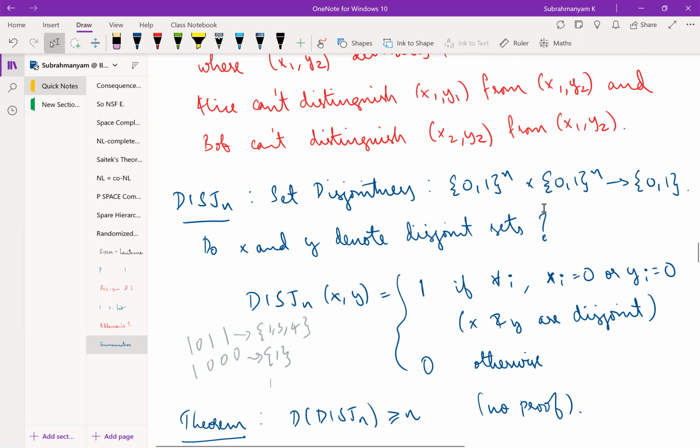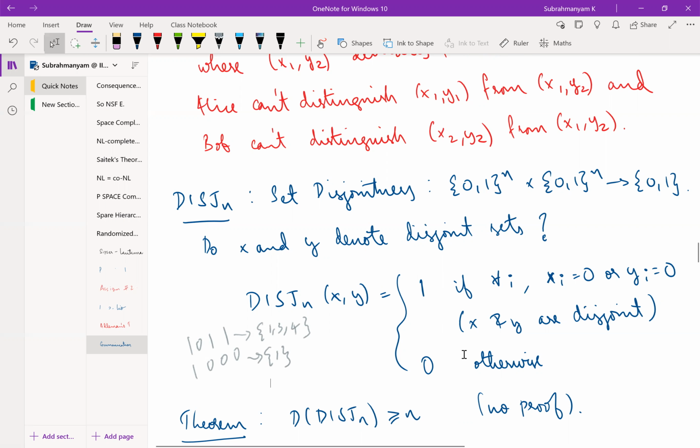Another way of asking disjointness, purely without going to sets, is to look at these vectors. Let's call this x and let's call this y. Is it the case that for all indices i, one of them is zero? It is disjoint when there are no common ones. What we are saying is that for each i, either x_i equals zero or y_i must equal zero. If that is the case, we say it is disjoint. Otherwise, we say it is not disjoint.